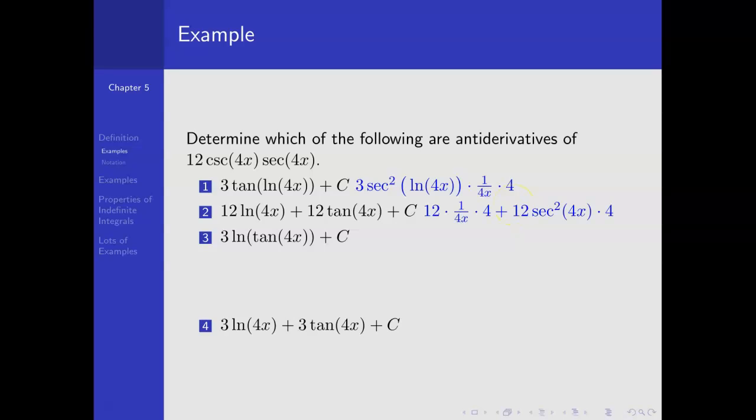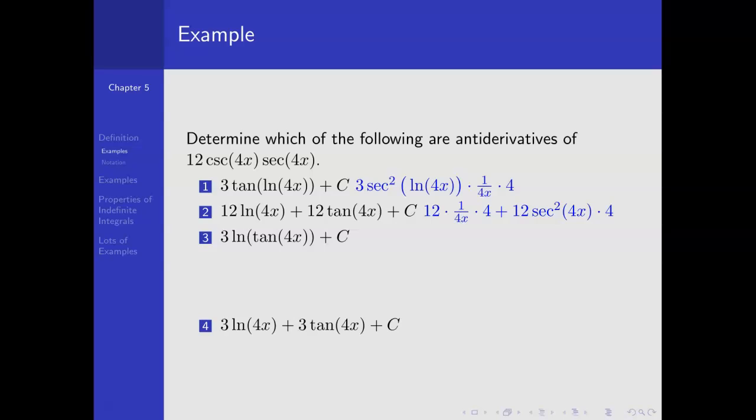Second option, when we take the derivative, we're going to get 12 times 1 over 4x times 4 using the chain rule and the derivative of natural log. And then for the derivative of tangent of 4x, we're going to get 12 secant squared of 4x, and then we have to multiply by 4 from the chain rule. Not going to be our antiderivative again.